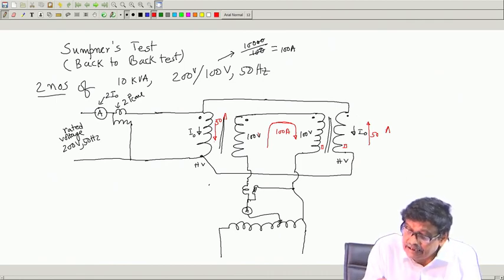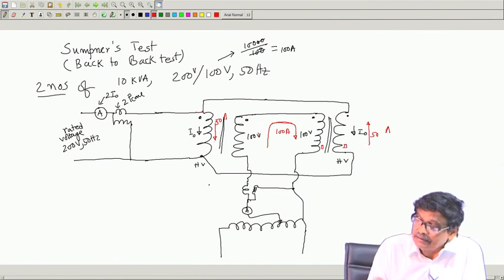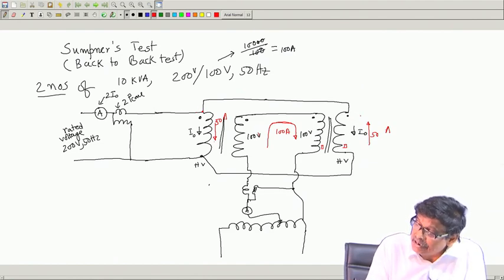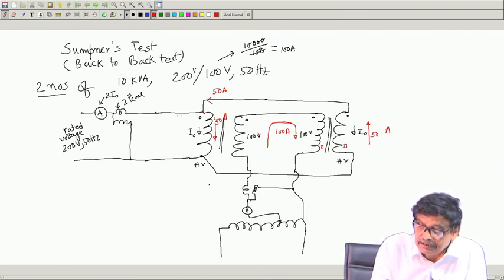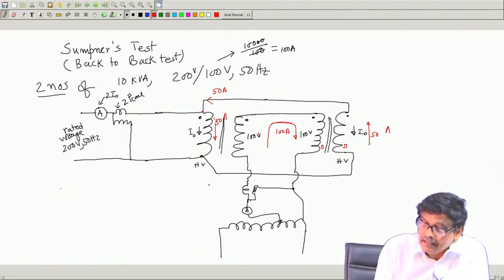Apply KCL here, what will happen? 50 ampere comes in this direction, is it not, 50 ampere comes in and 50 ampere comes in here. So, this 50 ampere business never comes here. This current still remains 2 I naught, whatever is the no load current. Got the point? That is the most important thing.